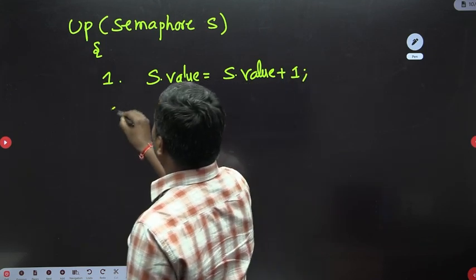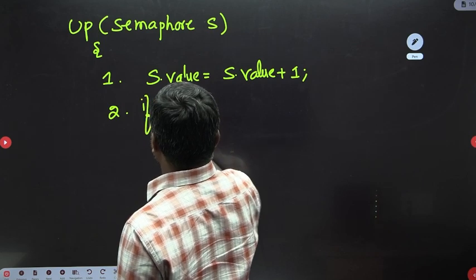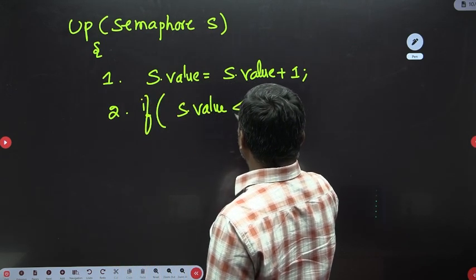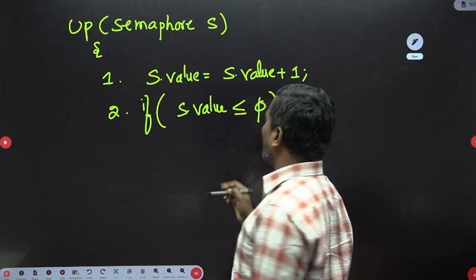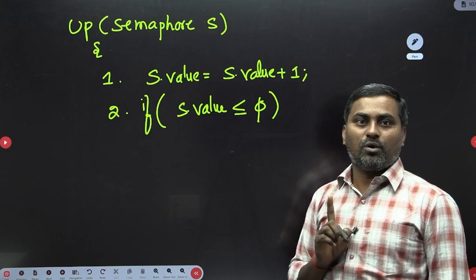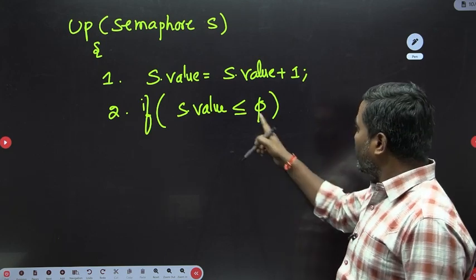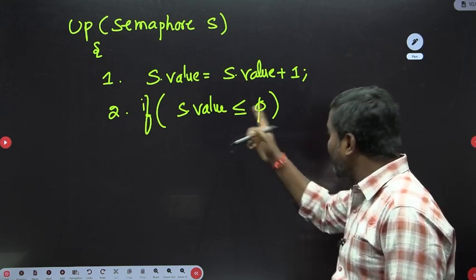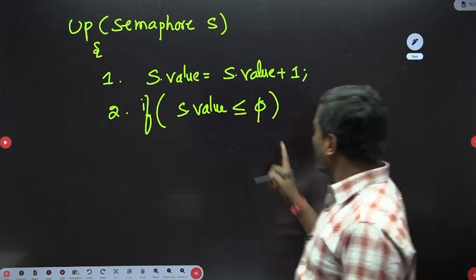I incremented. After this incrementing, please understand, if S dot value is still less than or equal to 0, I am writing less than or equal to 0. Are you getting less than or equal to 0? Then you do the comparison, right? Or if you write only pure less than, maybe the last process may not be woken up. So carefully observe this. S dot value should be less than or equal to 0.